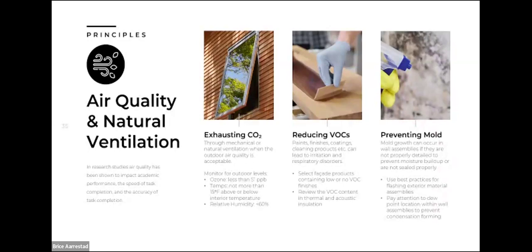We'd also see reducing VOCs as an important aspect of achieving air quality. So paints, finishes, coatings, leading to irritation and respiratory disorders, trying to eliminate those volatile organic compounds. And then preventing mold. Mold growth can occur in wall assemblies if they're not properly detailed to prevent moisture and not properly sealed. So using best practices for flashing exterior materials and paying close attention to the dew point location within a wall assembly to prevent condensation from forming.